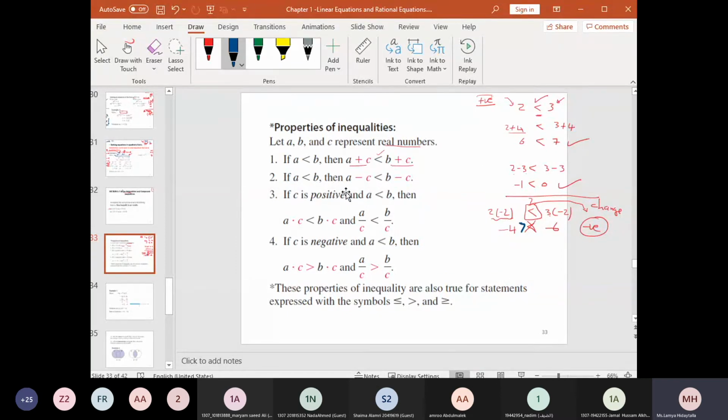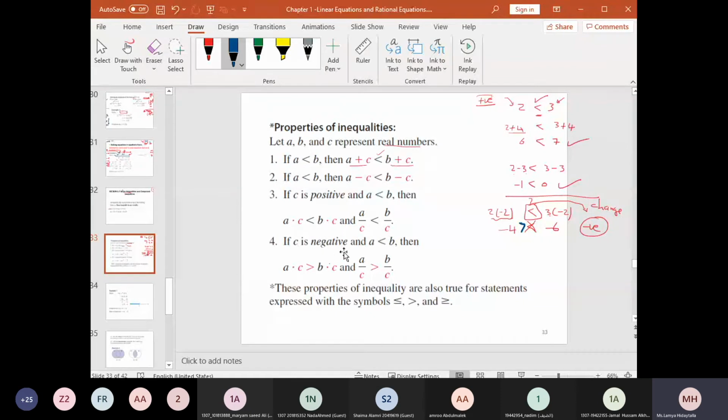Okay, if C is a positive number and we have A less than B, then also the inequality will hold the same. Okay, هنا less than, هنا حتكون less than. A times C is less than B times C. وحتى بالنسبة للdivision, A over C is less than B over C.